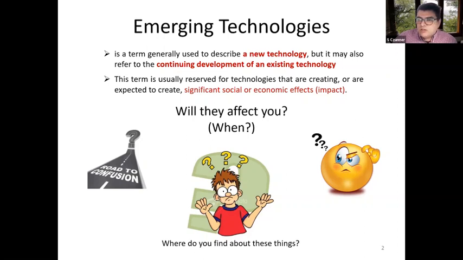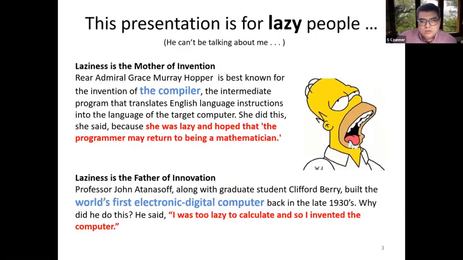And before we start to talk about technologies, I have to warn you that this presentation is for lazy people only. Now you can ask, is he talking about me? I'm not lazy. So I can assure you that laziness is the mother of invention. For example, in the past, Rear Admiral Grace Murray Hopper is best known for the invention of the compiler. A compiler is a really important thing in computer science. A compiler is the intermediate program that translates English language instructions into the language of the target computer. So it's the language that computer understands. The Admiral did this, she said, because she was lazy and hoped that the programmer may return to being a mathematician.